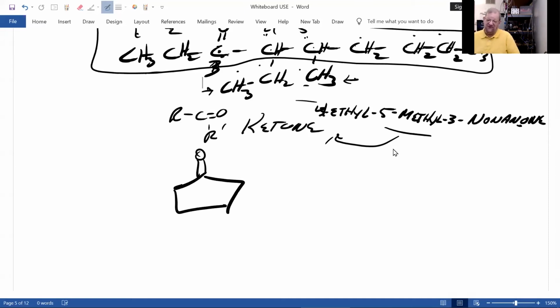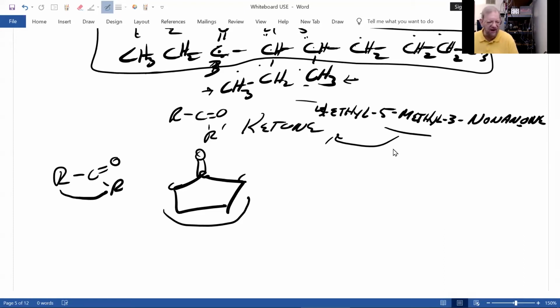Now, Dr. White's really happy because I like cyclic ketones. And if you look at this molecule, up here I have a carbon, I have carbons here and here. So what that really is, is this, but these R groups are connected together in the ring. So how do you name this?